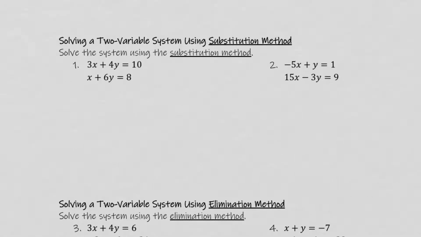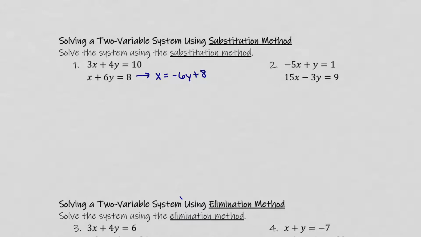So number 1 here, I'm going to look at the equations, and I'm going to try to figure out which one variable in either equation will be the easiest to solve for. And I would say it would be this x right here because it doesn't have a coefficient. So I'm going to solve this equation for x. So it's going to equal negative 6y plus 8. I just subtracted 6y from both sides, and I have solved for x.